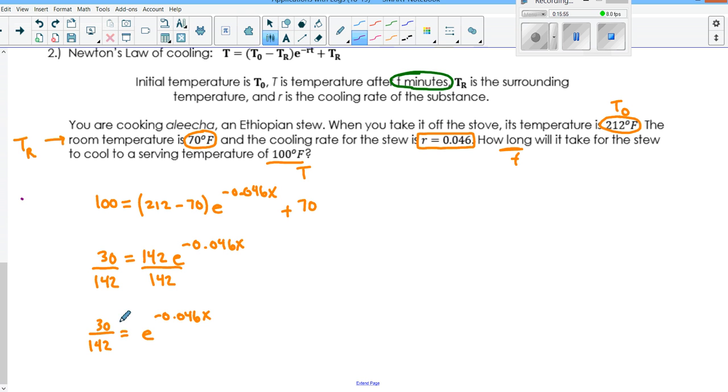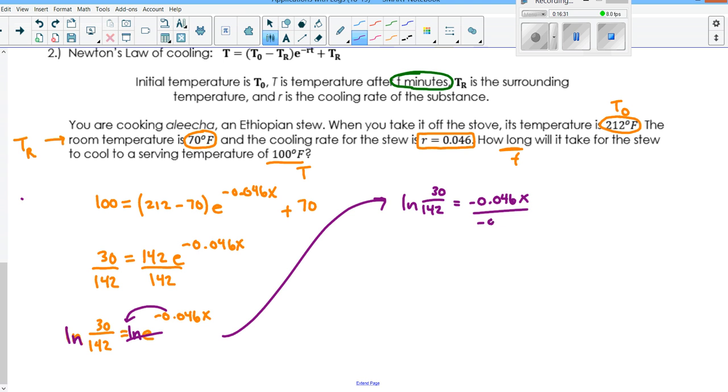I like to use a different color here, if you noticed from yesterday, just to kind of show. I can take the log or natural log of either of these to get this down, but I'm going to specifically take the natural log of both sides because of the e. As soon as I write the natural log in, I know that this comes down and that's gone, so it just drops straight down. Over here, on the left side, I have the natural log of 30 divided by 142 equals negative 0.046 times x. So my last step is to divide.